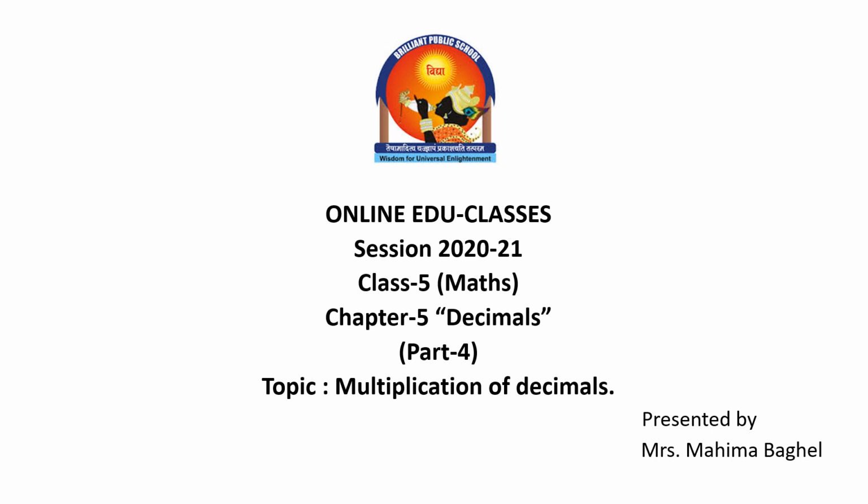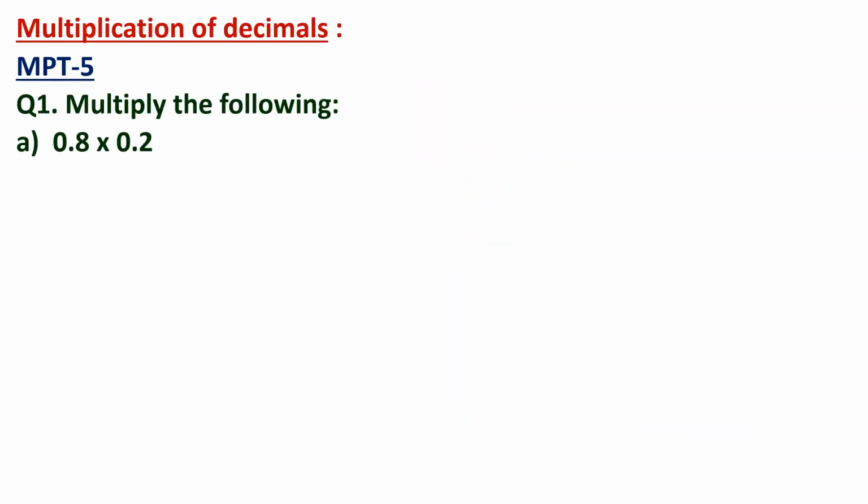Today in chapter number 5 we are going to study about multiplication of decimals. So let us start how to multiply the decimal numbers. Let us see this from my practice time 5. Question number 1, multiply the following. A1, that is 0.8 into 0.2.